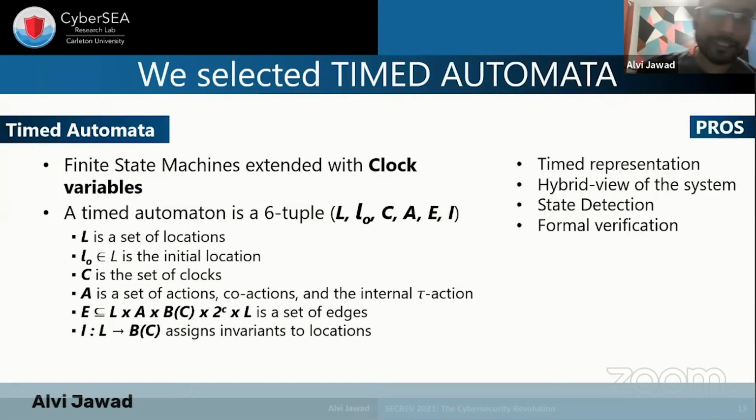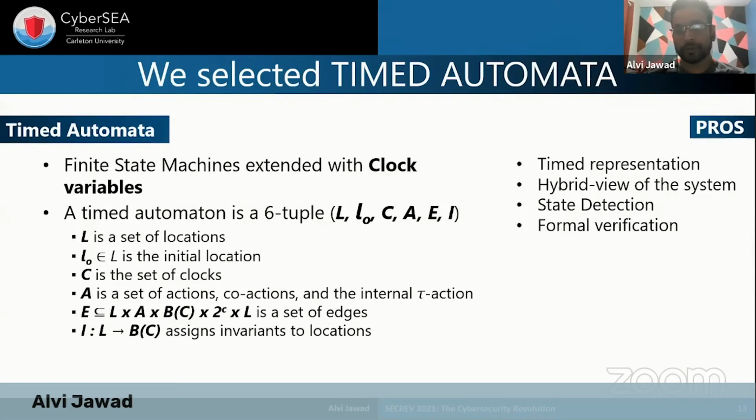So we ended up choosing timed automata. So this is a formal modeling technique, sometimes also known as finite state machines that are extended with clock variables. Another name would be finite state automata. For those who are mathematically inclined, there's some mathematical information involved, but we're not going to go into too much detail of that. But the reason why we chose this timed automata modeling technique is because, well, it provides everything that we needed for our analysis approach.